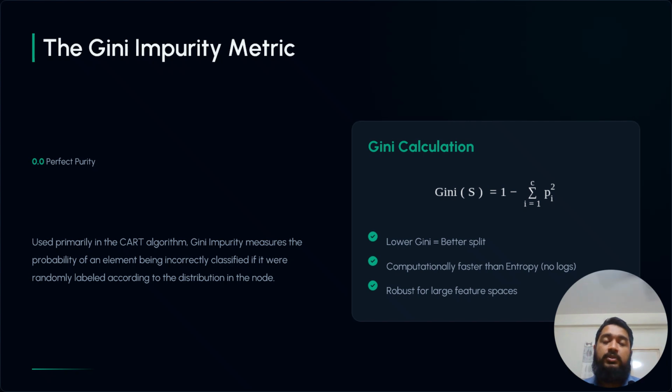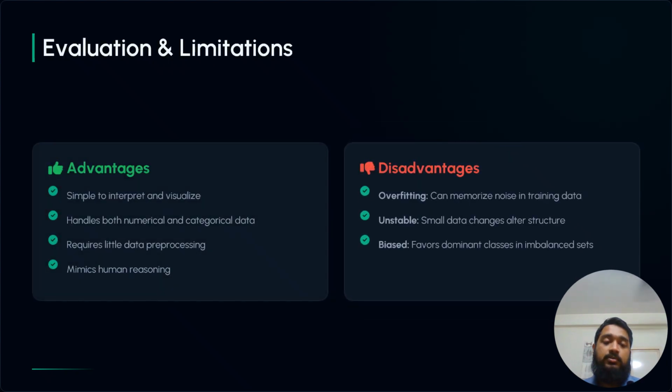Which brings us to its evaluation and limitations. The advantages of decision trees are that they're interpretable, they work on both categorical and continuous data, they mimic human reasoning, and they require little data processing. The disadvantages are that they can overfit data. I mean, they can memorize noise from the data sets, and a single alteration in the data can change the whole structure of the decision tree.